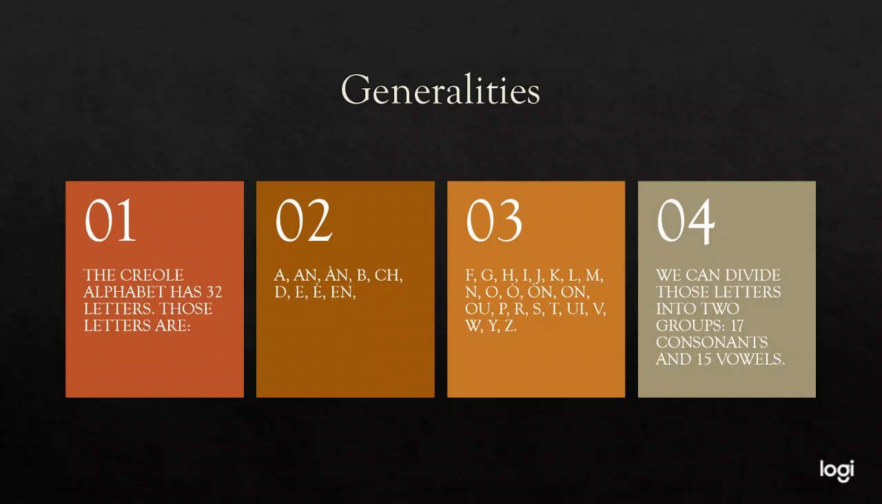So basically, let's move to the fourth thing we're going to talk about, the division of the alphabet. Those letters are divided into two groups: 17 consonants. You already know what a consonant is, okay? And 15 vowels. So let's move on to our third slide actually.